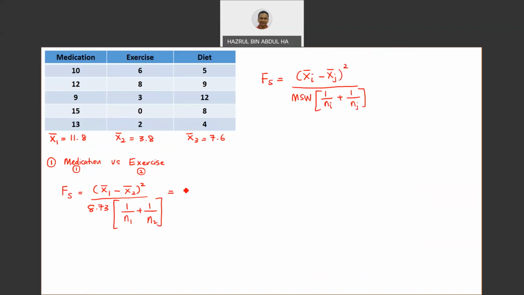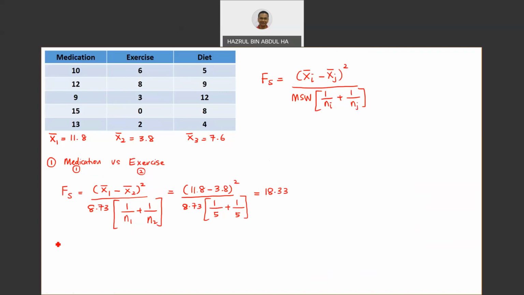So x bar 1 is equal to 11.8 minus x bar 2, which is 3.8. This squared, divided by MSW, 8.73, multiplied by 1 over N1, which is 5, and 1 over N2, which is also 5. Now you just have to simplify this, and the test statistic is 18.33. So this is the first comparison between the first group and the second group.